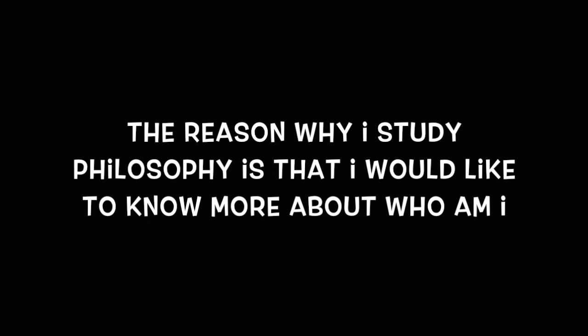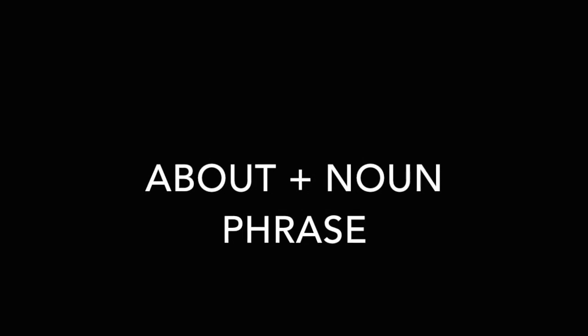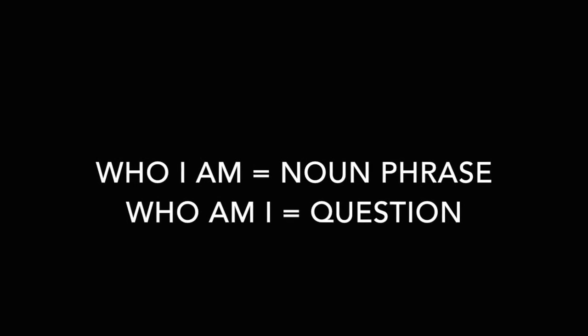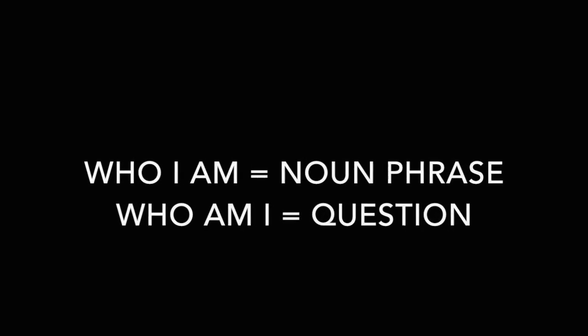Let us deal with these questions one by one. "The reason why I study philosophy is that I would like to know more about who am I." Do you see anything strange? The word "about" should be followed with a noun phrase instead of a question. The phrase "who I am" is a noun phrase, while "who am I" is a question. Therefore, a 4 emoticon should be added after "I" to indicate that an embedded question error was committed.